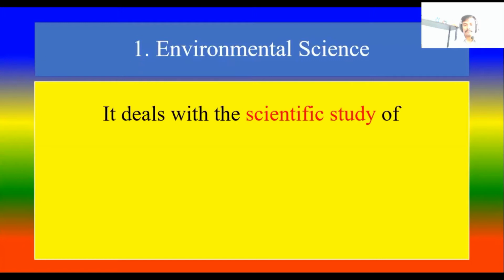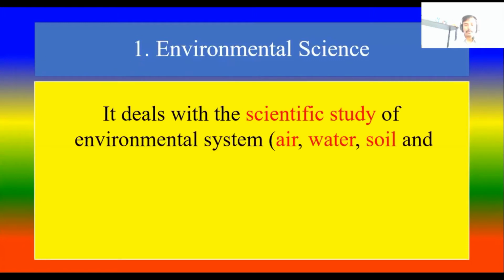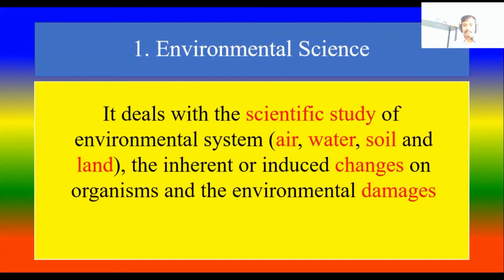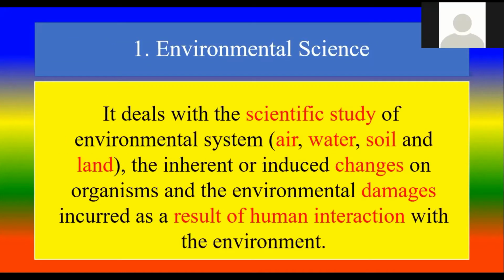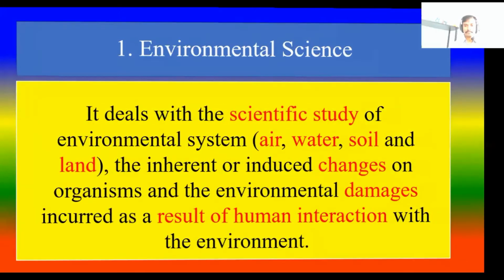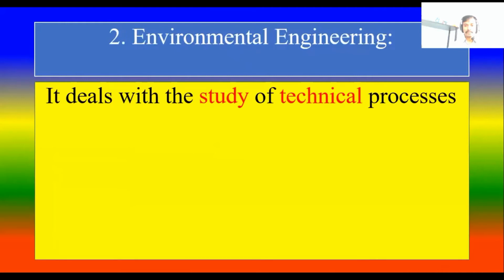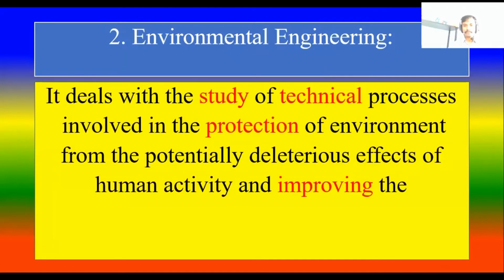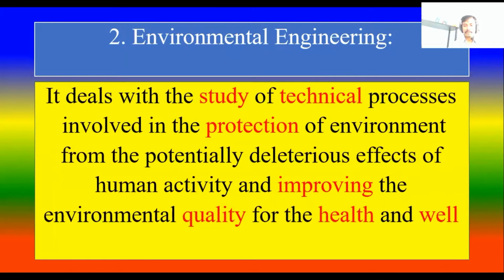Now the details. Scientific study of air, water, soil. Then changes in this environment are studied scientifically. Scientific tools are used. Science means fact and evidence. They ask for material evidence. Damages result from human interaction. Then engineering, the study of technical processes and protection of the environment. Then improving the environment, the quality of health and well-being of people.